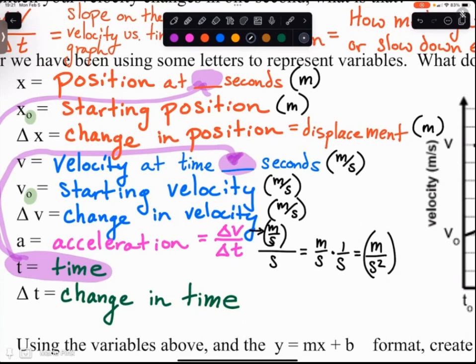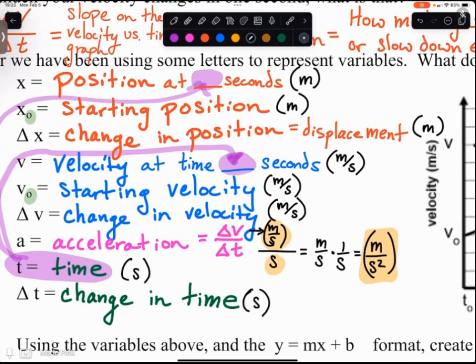Instead of writing it like this, where it's meters per second over seconds, you're going to see it written as meters per second squared, because this is a lot easier. Now, it really means what is that change in velocity each 1 second. But these are equivalent units. It's the same thing. All right, and then we have time. Well, time we always measure in seconds. And how much the time changes, we would also measure in seconds.